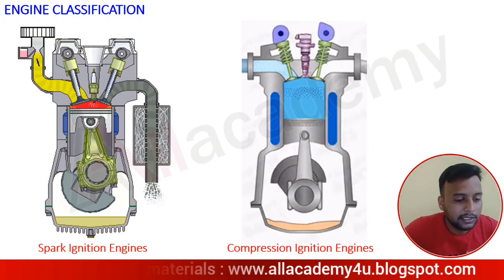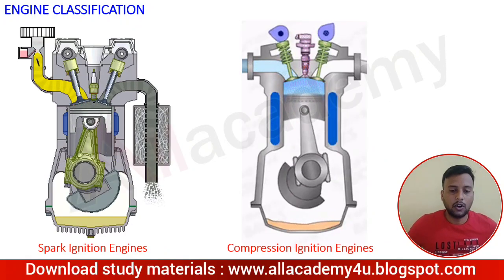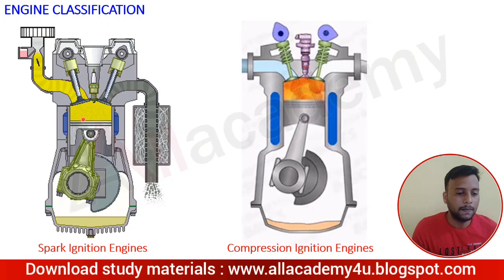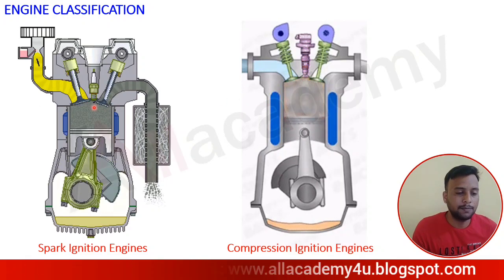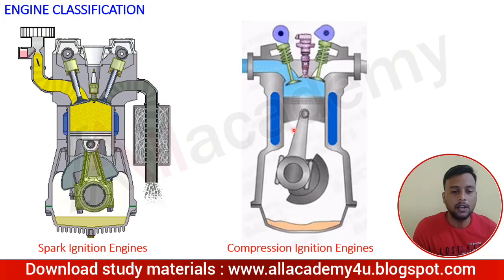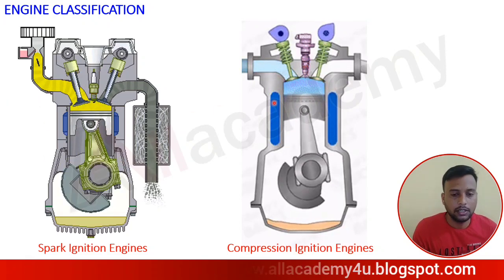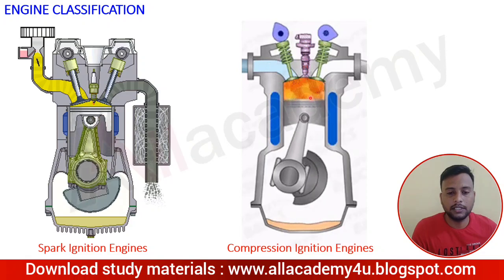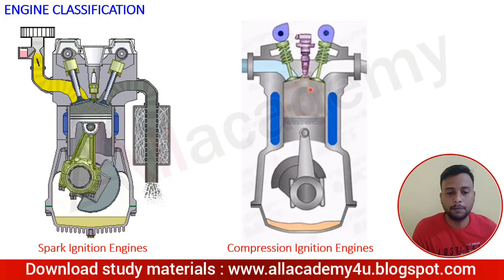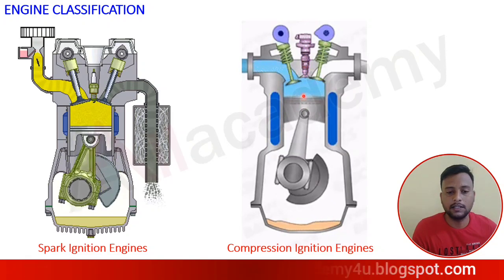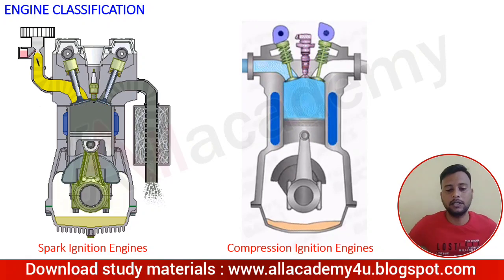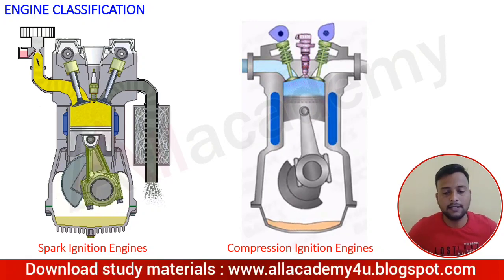Now this is the next classification, that is spark ignition and compression ignition. Here you can see this one. In a spark ignition, a spark is produced. Spark ignition means it is a petrol engine. Whereas in a compression ignition, here you can see how the fuel is sprayed. The diesel is sprayed. Compression ignition is used for the diesel engine. Understood?